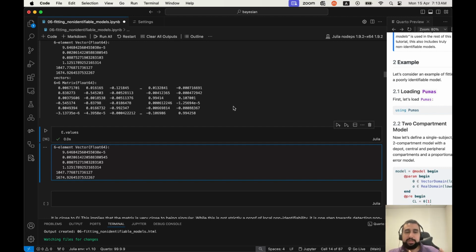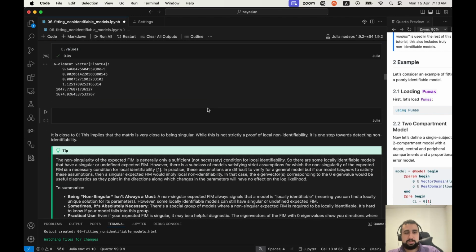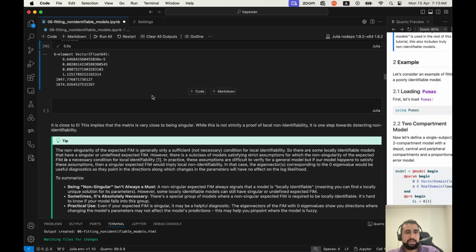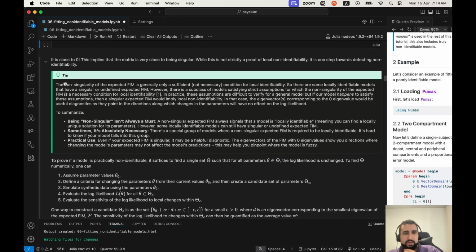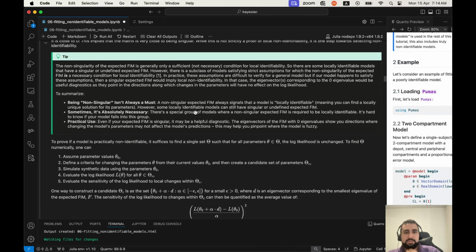And so you could design such models or write down such models, and that's why, just to be on the safe side, you cannot conclude, or to be correct, really, you cannot conclude that a model is not identifiable just because the eigenvalues are close to 0. However, we can use this as a step to prove non-identifiability. And here I go into this same explanation that being non-singular is not always a must.